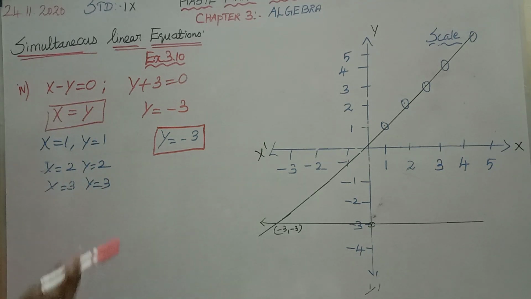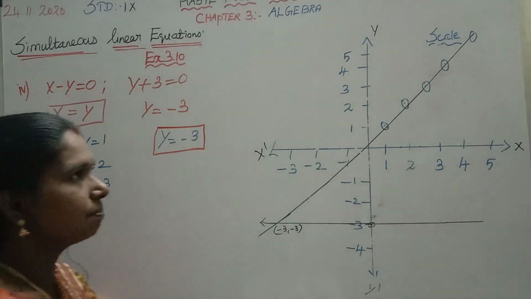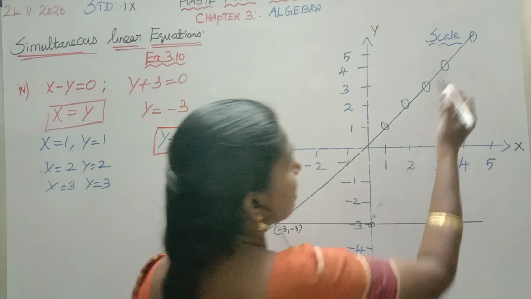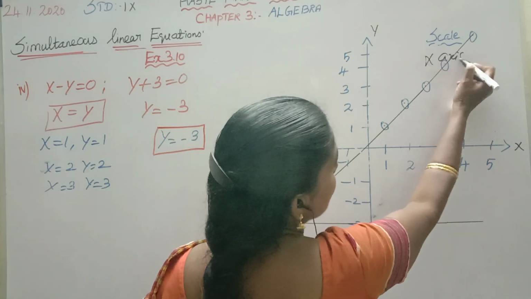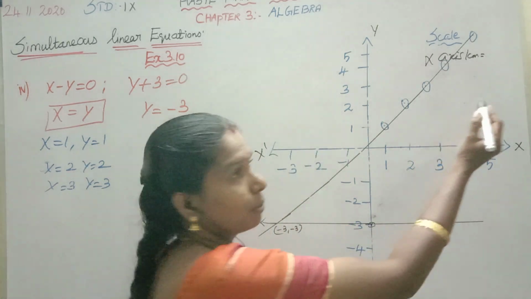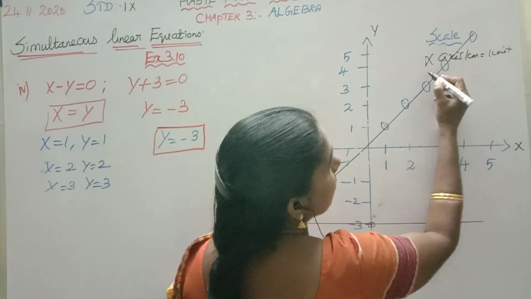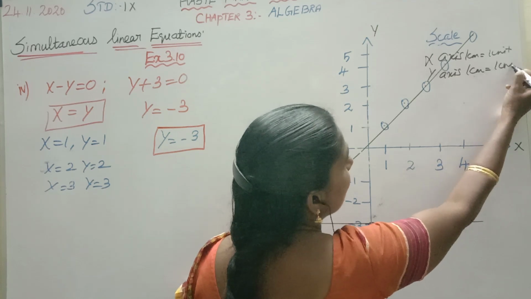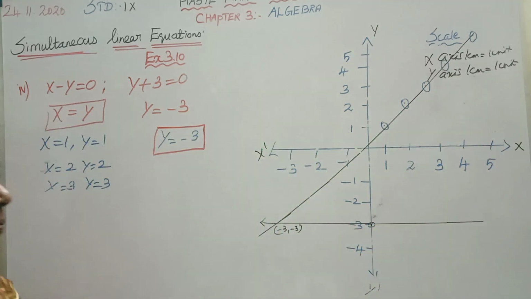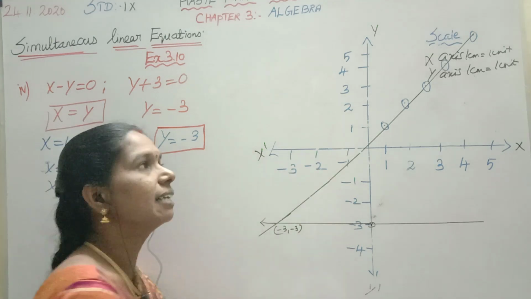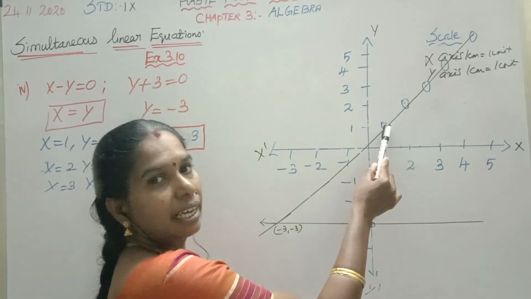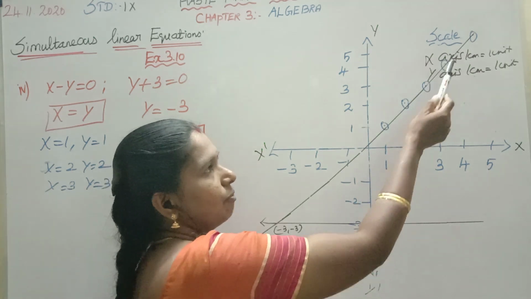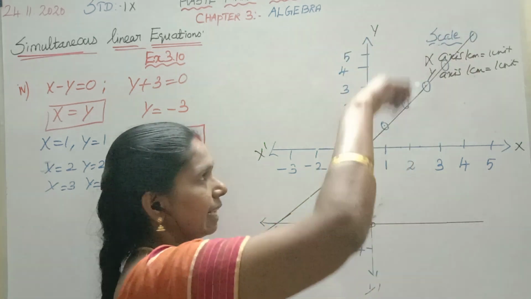Here directly in the board itself I made the graph. Just write the scale: x axis 1 centimeter equals 1 unit and y axis 1 centimeter equals 1 unit. As usual you make all the points here, up to 5 points I had made. Then 1 comma 1 means x axis 1, y axis 1, here is the meeting point. 2 comma 2, 3 comma 3, 4 comma 4, 5 comma 5. Like that the straight line is going.